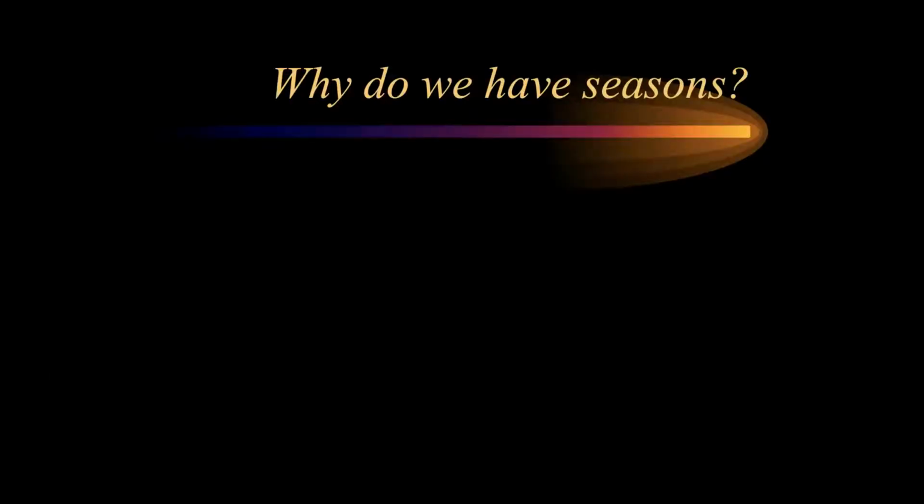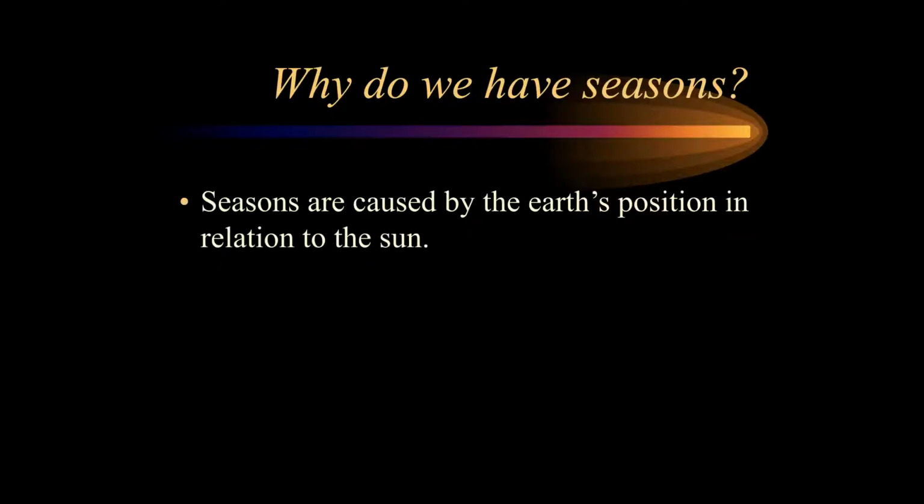Why do we have seasons? Why do we have those different times of the year when certain weather patterns come in? Well, basically it's caused by the Earth's position in relation to the sun. We know that the sun is the source of heat and light energy for our planet. And our planet has a tilt to it at an angle. It doesn't sit straight up as it is moving around the sun. So there are times when locations on our planet may be tilted close to the sun, and there are times when it may be tilted away from the sun.